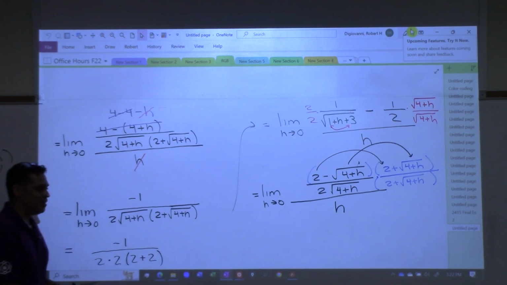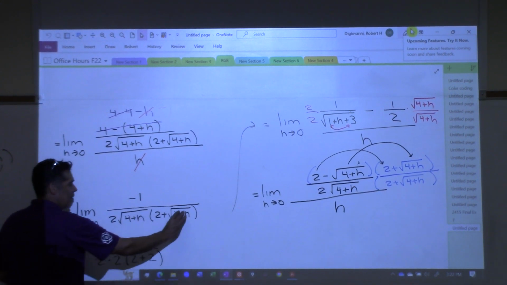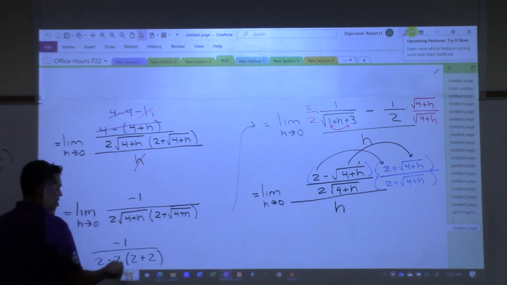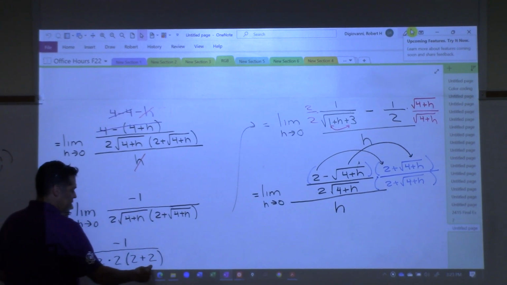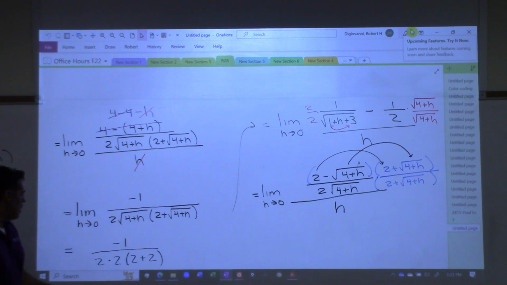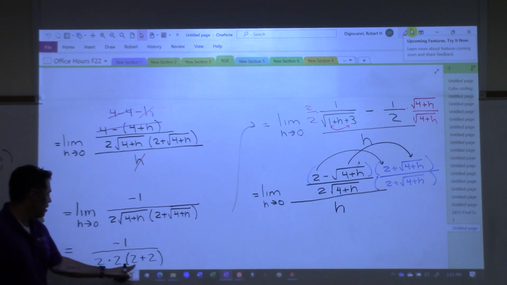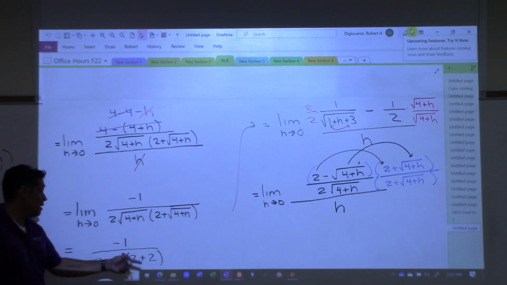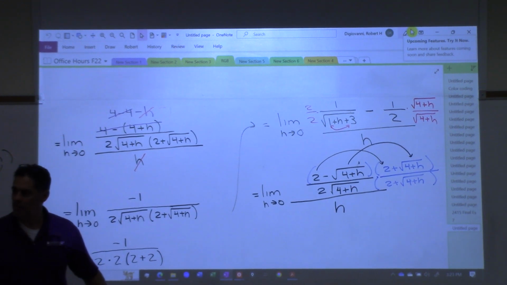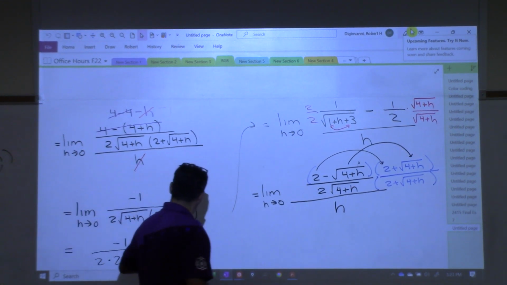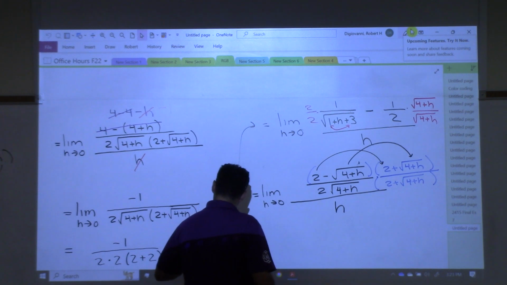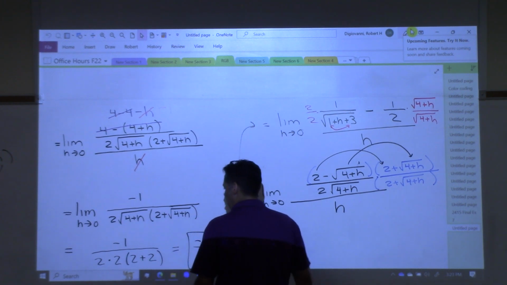So if you let all these h's go to 0, let that go away, let that go away. This will be square root of 4, that's 2. That'll be square root of 4, that's 2. And then just make sure you do your operations correct here. This is going to be a 4, and then 2 times 4, that should be 16. Hey, that's the same answer we had before, negative 1/16. There it is.